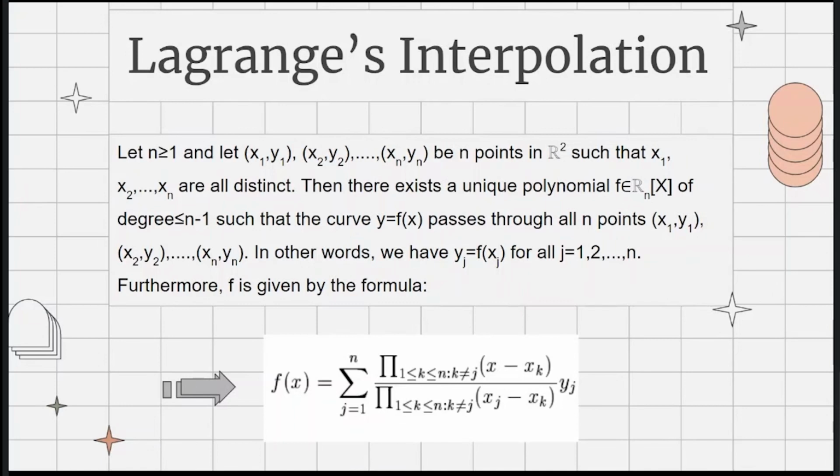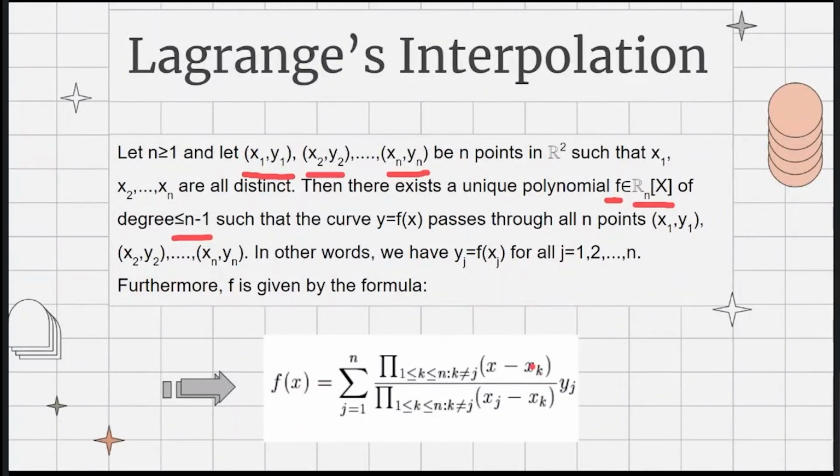So the theorem is stated as this: let n be greater than or equal to 1, and let's say we have n points (x1, y1), (x2, y2) till (xn, yn), and all of these points are in R2, such that x1, x2 till xn are all distinct. Now there exists a unique polynomial f that belongs to Rn of x. This is nothing but the notation for the polynomial space whose degree is at most n minus 1, such that the curve y equals f of x passes through all the endpoints. So in other words, we have yj equals f of xj for all j equal to 1 till n. And furthermore, the formula is given by this.